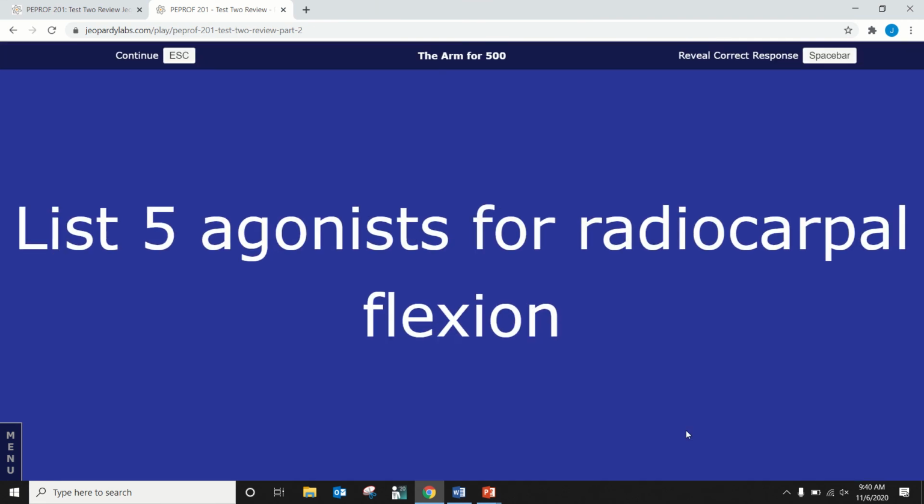List 5 agonists for radiocarpal flexion. Remember, your radiocarpal joint is your wrist joint. Well, there can only be 5 forearm questions, so I guess that's some good news. Connor, you got anything offhand? Wrist flexors?